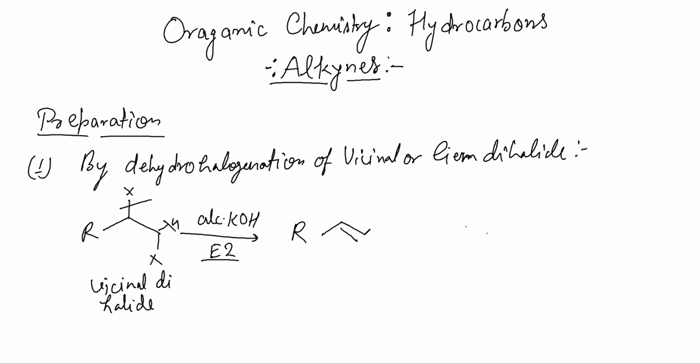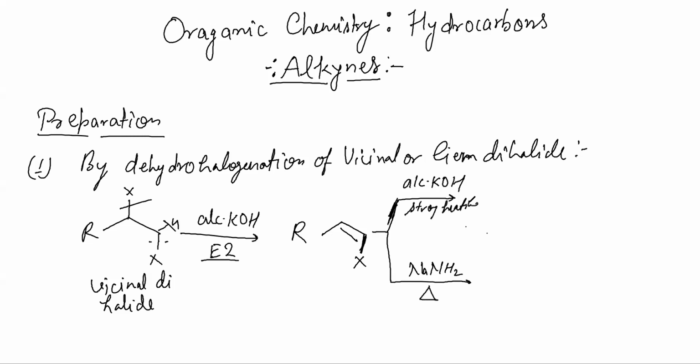I hope you understand this. Or maybe the other X will be removed, like this X can also be removed along with this H. So this is your first step. And then we have two options. Either we can keep using alcoholic KOH, or we can use a different base, NaNH2. Here we will have to go for strong heating. Temperature must not be less than 300 degrees Celsius.